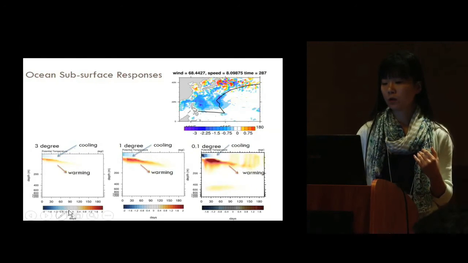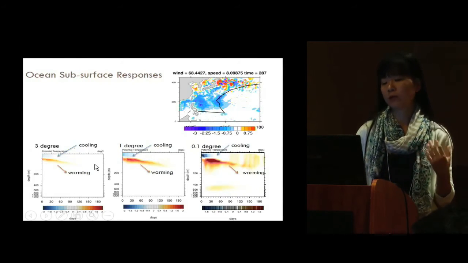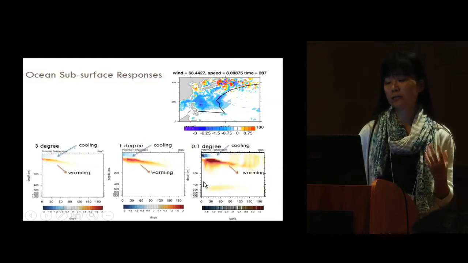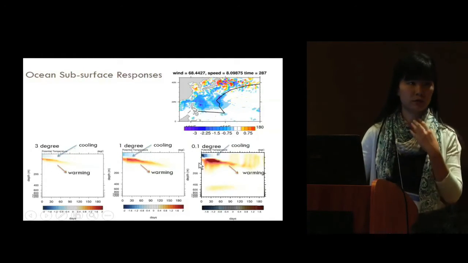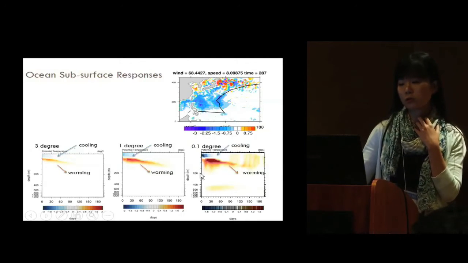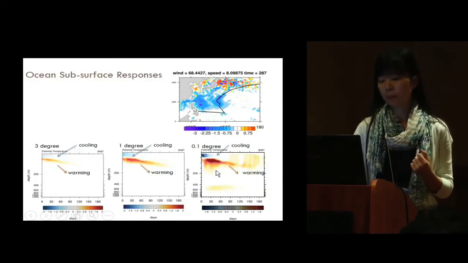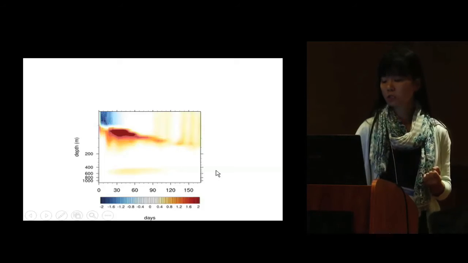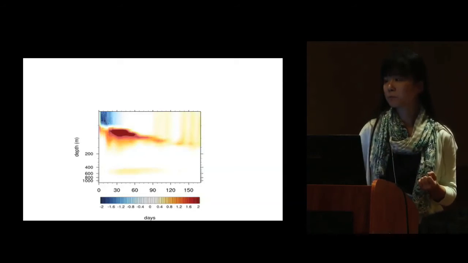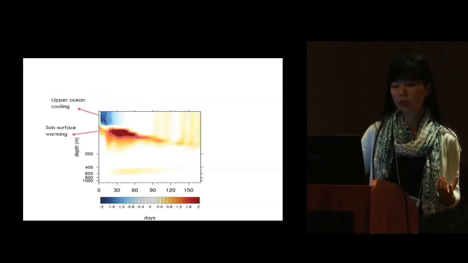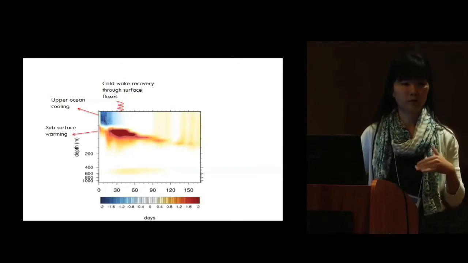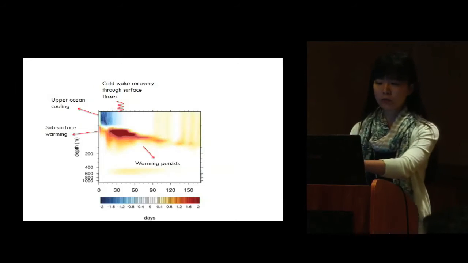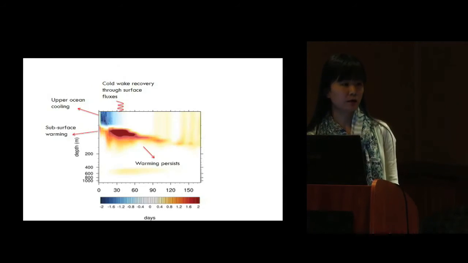All the models are able to simulate these patterns, but the magnitude of the signal is very different. We get a much stronger signal in the 1/10 of a degree model. And if we look closer at the 1/10 of a degree, we can see very interesting processes. Again, we have upper ocean cooling, subsurface warming, and then we can see the cold wake recovery through surface fluxes, but the warm anomaly persists for as long as 6 months and beyond.